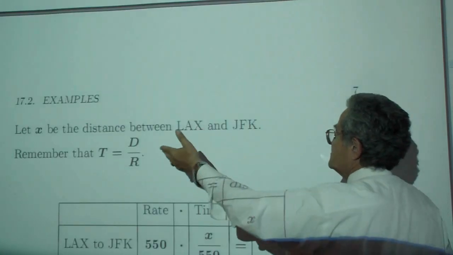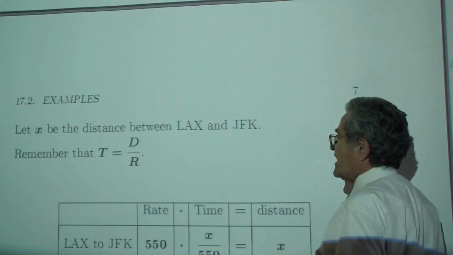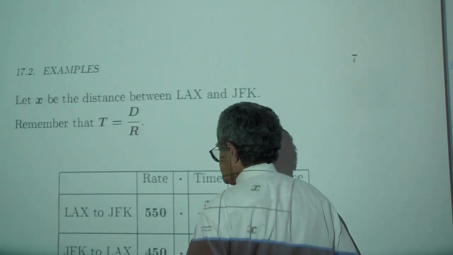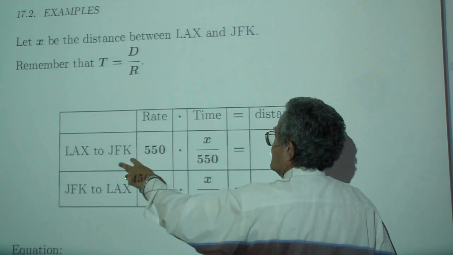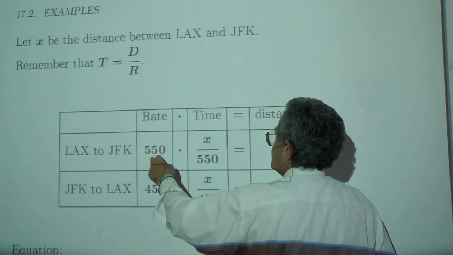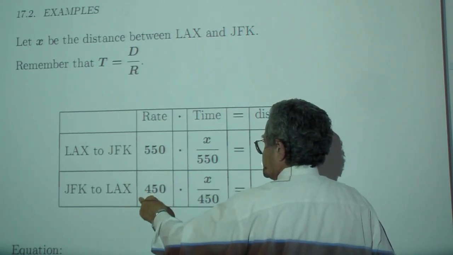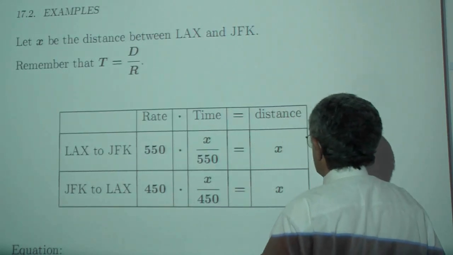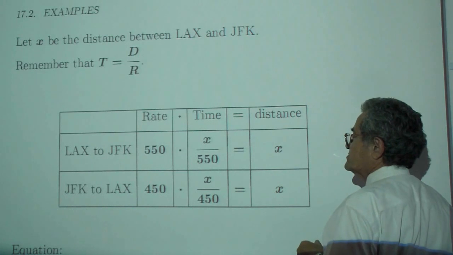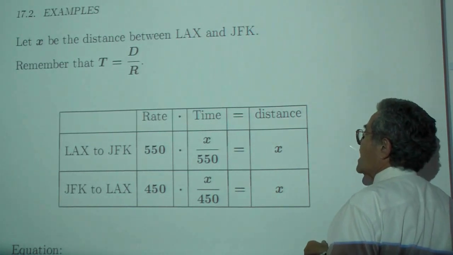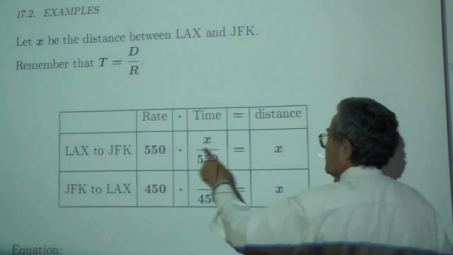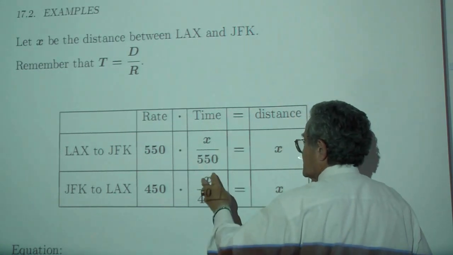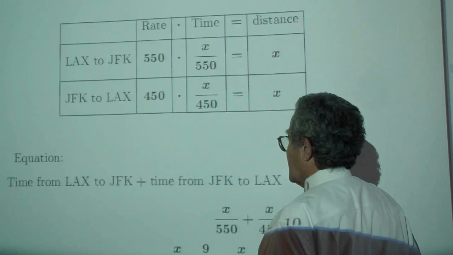Okay, let x be the distance between LAX and JFK. And remember that time is distance over rate. Rate times time is distance. From LAX to JFK, you got 550 miles per hour. From JFK to LAX, you got 450 miles per hour. The distance is the same. The distance is x. And the time is distance over rate. Distance over rate. The total time, this time plus that time, is, I think, 10 hours.